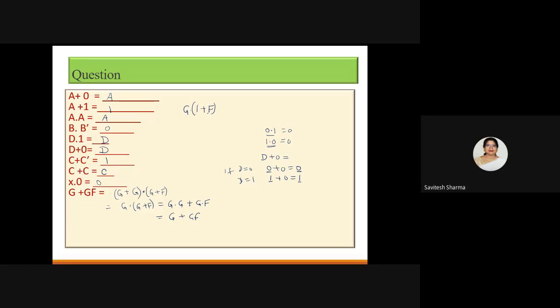Now this 1 plus F, you already know 1 plus any variable is always 1. So it is G dot 1. And you see this theorem, G dot 1 is G. So the result is G. Got it? I am taking the common and then removing F because 1 plus F is 1 and G dot 1 is G.